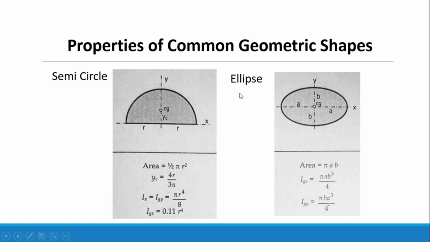And the last is the ellipse. We have the distance a and distance b along the centroid of the plane area ellipse. The area of an ellipse is always equal to pi a b, while I gx is equal to pi a b cubed all over 4, and I gy is equal to pi b a cubed all over 4. So interchange a and b, and b and a. The longer distance is a, while the shorter distance is b.